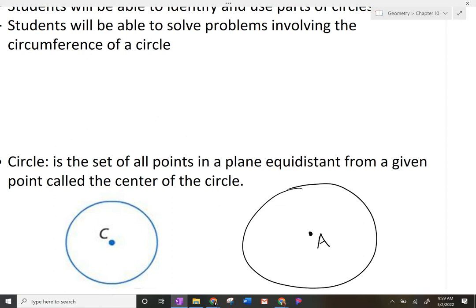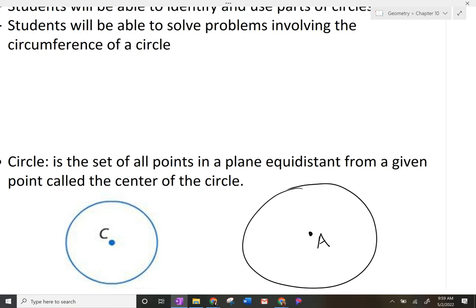Okay, one other thing, you guys have the definition written down. The way that we identify circles, the names that we're going to call them: the central point, like this point in here, is going to be point C. This will be circle C. Does that make sense? So from this central point, you'll have the circle around it. This will be circle C, this will be circle A. That's going to be how we identify it.